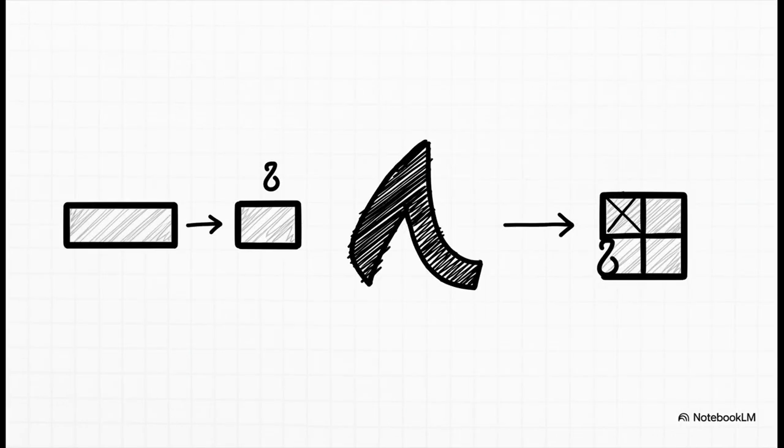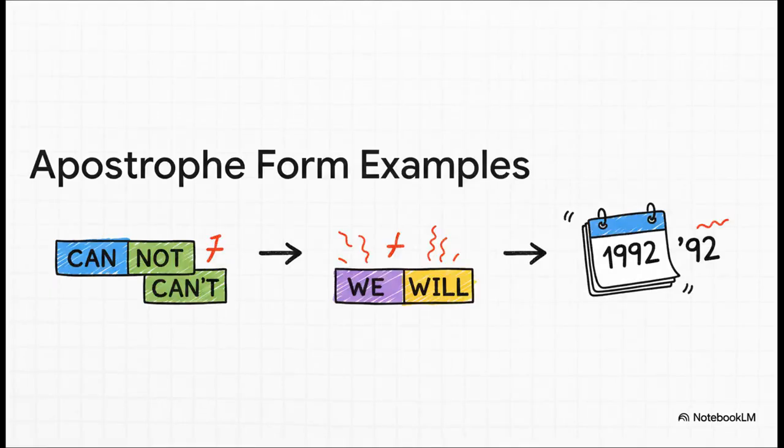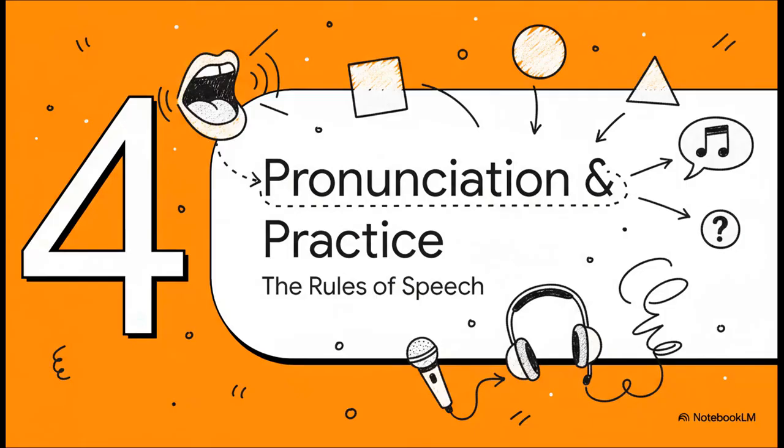Our third method involves apostrophe forms. In these cases, an apostrophe acts as a placeholder to indicate missing characters. This method actually covers 2 distinct practices: replacing letters in contractions and replacing digits in calendar years. For instance, the 2 words cannot contract to can't, where the apostrophe replaces the letters N and O. Similarly, we will becomes we'll. In the case of a calendar year, 1992 is abbreviated to '92, with the apostrophe standing in for the omitted 19.